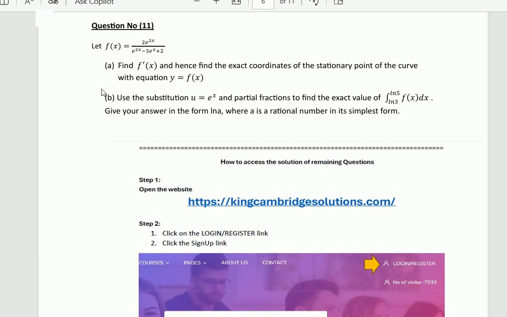Part B, use the substitution u equals e^x and partial fractions to find the exact value of the integral from ln 3 to ln 5 of f(x) dx. Give your answer in the form ln a, where a is a rational number in its simplest form.